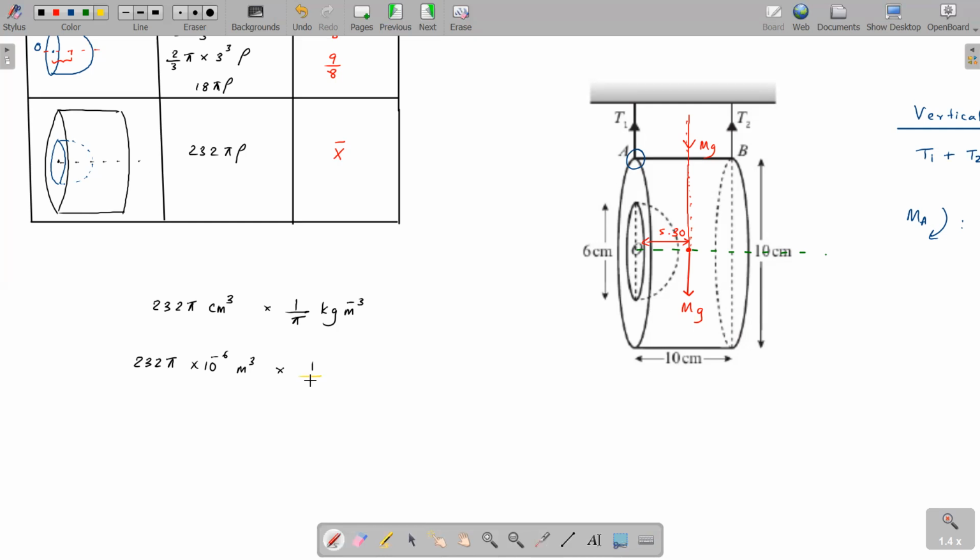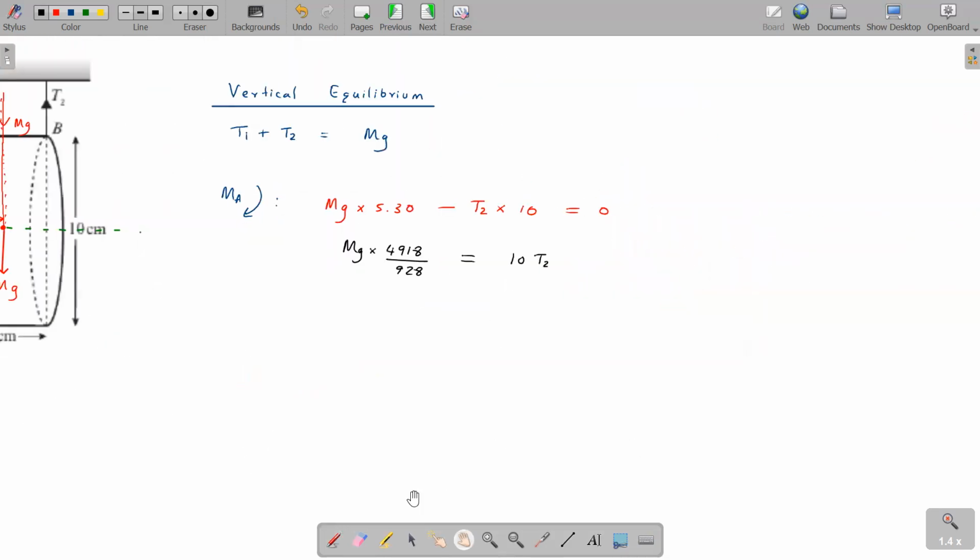So 1 over pi kilogram per cubic meter. The cubic meter part cancels, and you now get the answer in kilograms. So the total mass is going to be 232 into 10 to the power minus 6 kilograms. Are you with me? So we have our total mass.